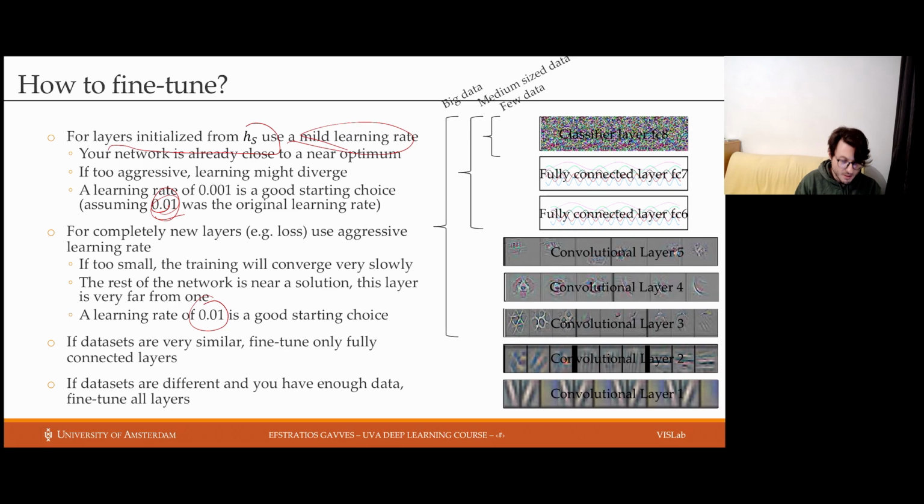In general, if the datasets are very similar, you only need to fine-tune the fully connected layers. Very similar in the sense that they capture similar natural images, etc., not necessarily similar classes. Whereas if the datasets are very different, like for instance, object classes and traffic signs, maybe you can also fine-tune more layers.